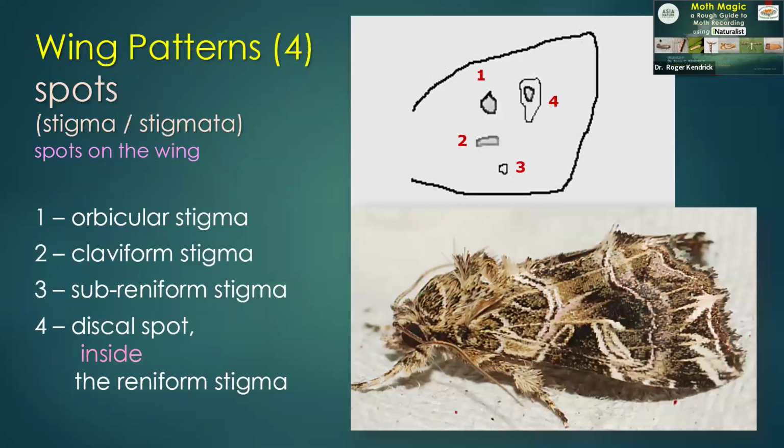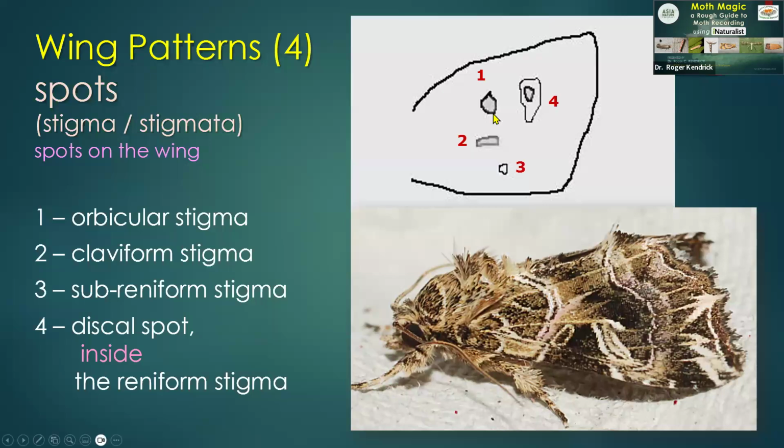Okay, now we're going to get a bit more complicated. Spots, aka a stigma or several or many stigmata. Spots generally are named after the shape they take. So 1, 2, and 3 are different shapes. One is roughly eye-shaped. Eye defined from orbis or orbit. Orbicular is the derivation. 2, roughly a club shape, claviform.